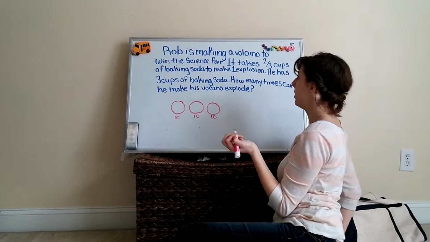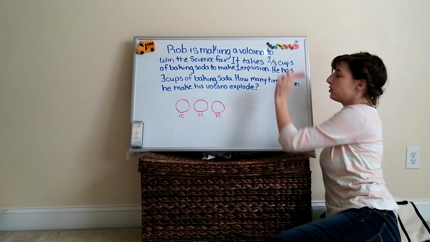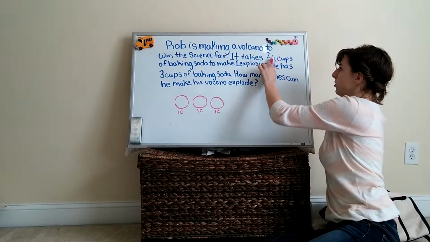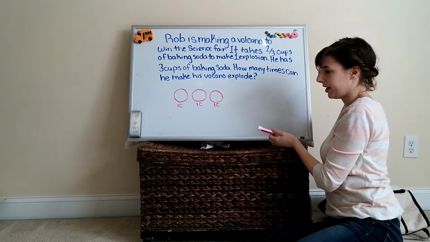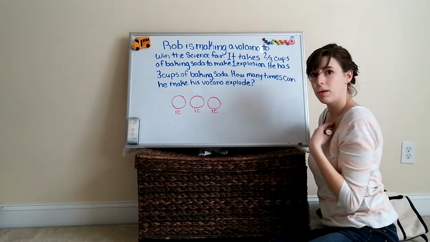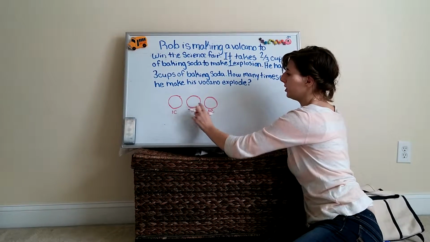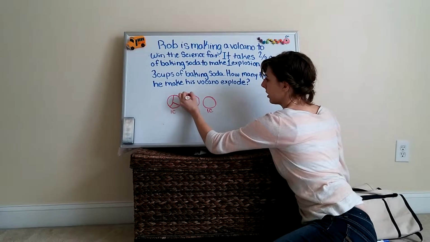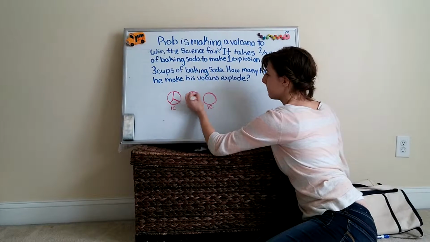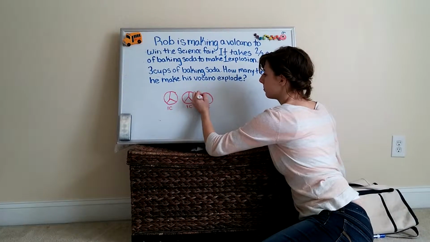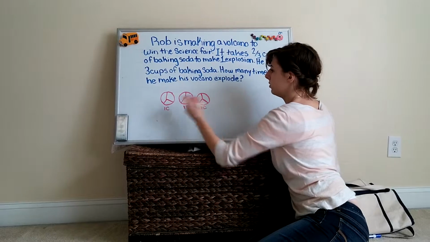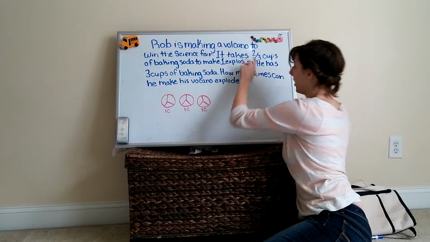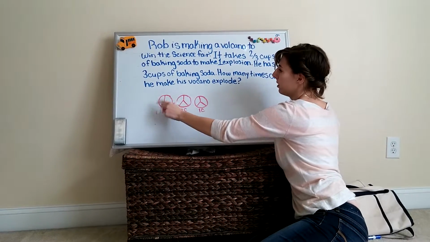The next thing I'm going to do is take a look over here. It takes 2/3 cup of baking soda to make one explosion. This 3 right here is the denominator, and it represents parts of a whole. So to help me understand what 2/3 are in each cup, I should divide these into thirds. So I'm going to draw little peace signs right here. So now my cups are in thirds. They're still whole numbers, but they're in thirds so that I can take that and put them in here.